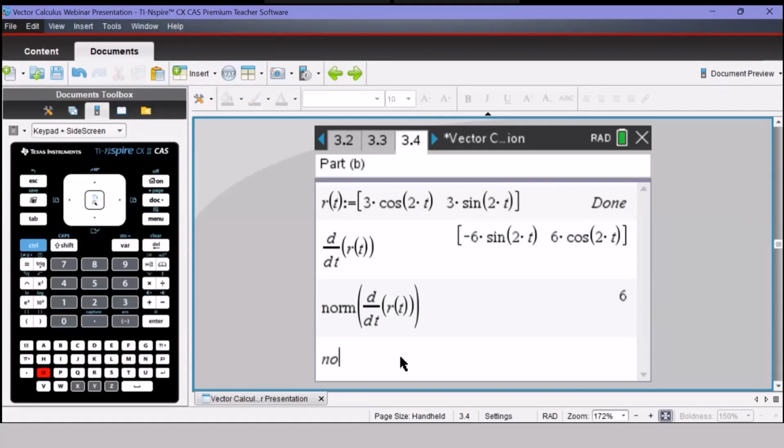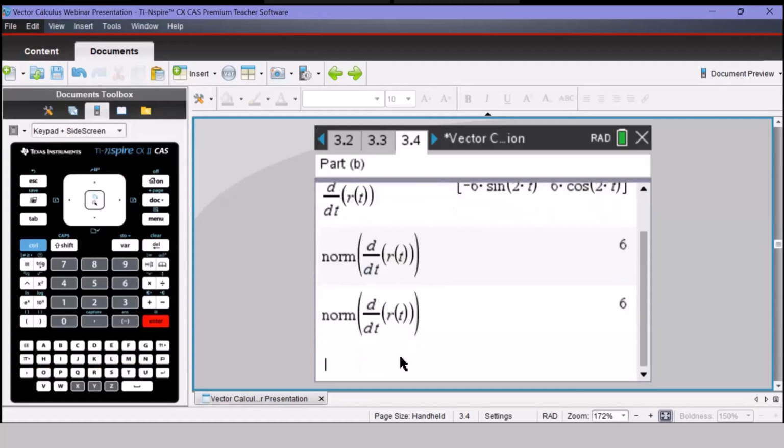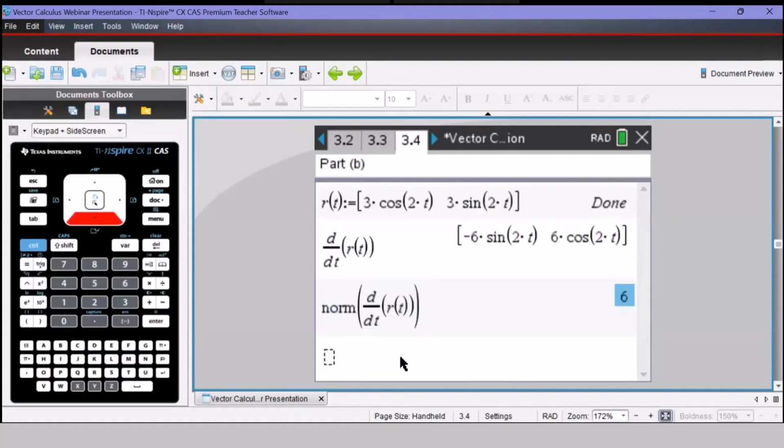So we've got norm, and then open bracket, go up and grab the derivative of r of t, and then press enter. And so the speed is 6. It's constant. There's no functional dependence upon t. So we've been able to show that. I think it's worthwhile also going through the steps with the students by hand there as well.